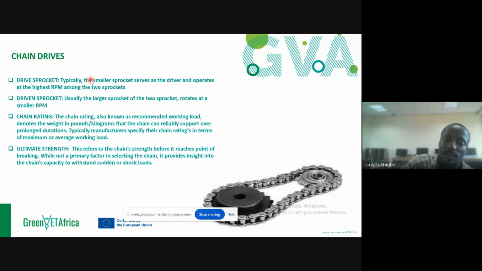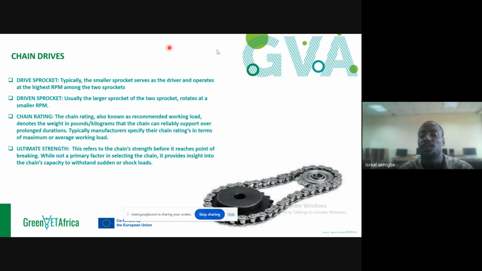Now, chain drives. Drive sprocket, typically it is the smaller sprocket that serves as the driver, that is the driver machine, and operates at the highest RPM among the two sprockets. Now, driven sprocket. Usually, the larger sprocket of the two sprockets rotates at smaller RPM.